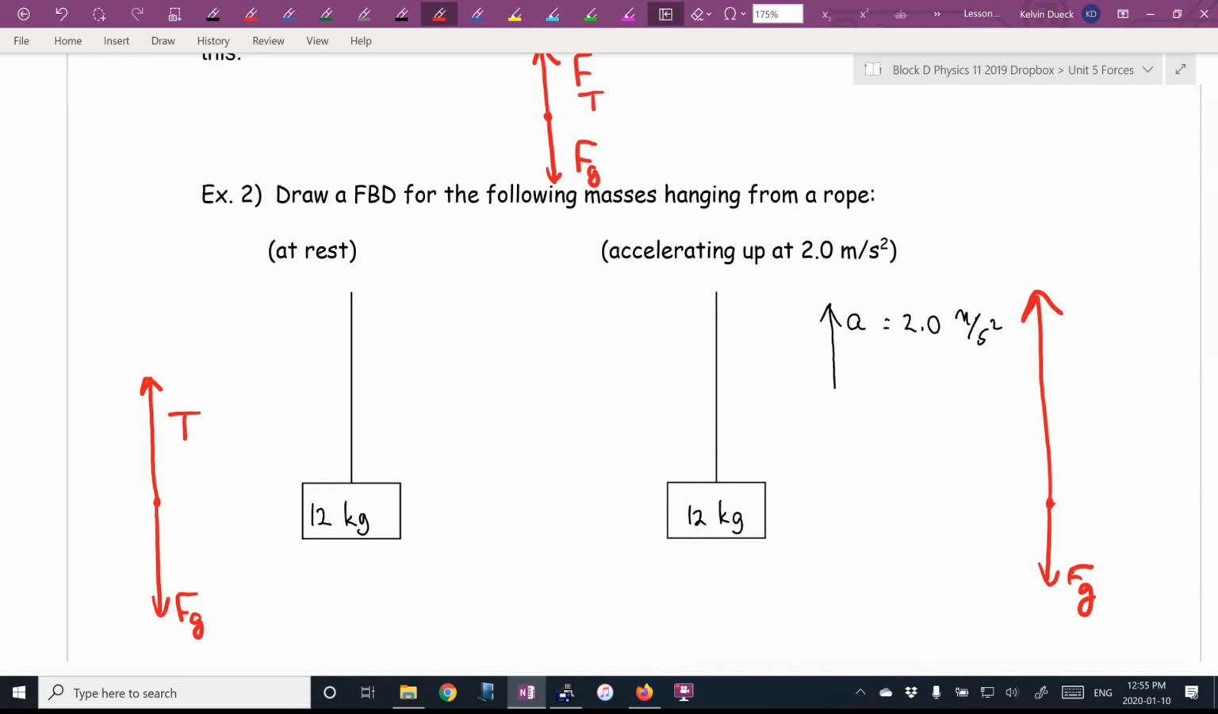What was the special name that we just gave to the force from a rope? It's what you're feeling right now? Yes.